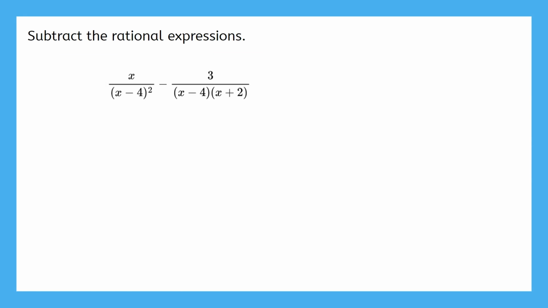Let's subtract the rational expressions again here. In the denominators, we have factors of x minus 4 squared, which means x minus 4 times itself. And in the other one, x minus 4 and x plus 2. We want these to match, so we have to make sure both denominators include each other's factors. Pause the video now and try to finish the problem from here.